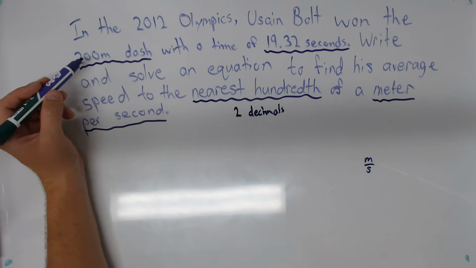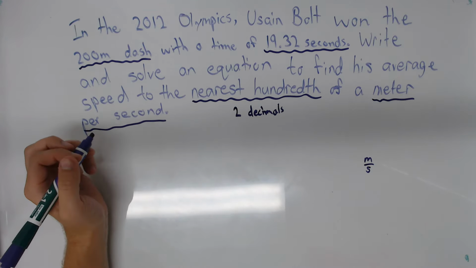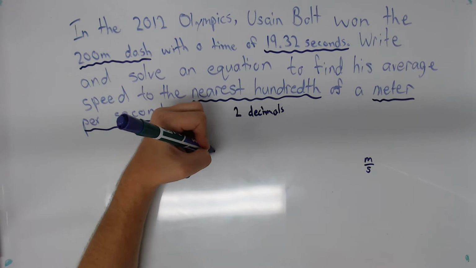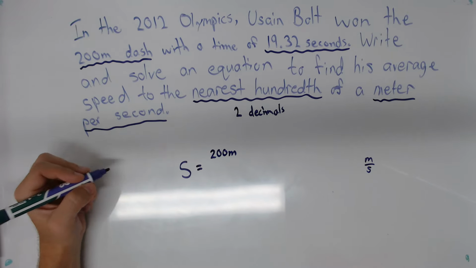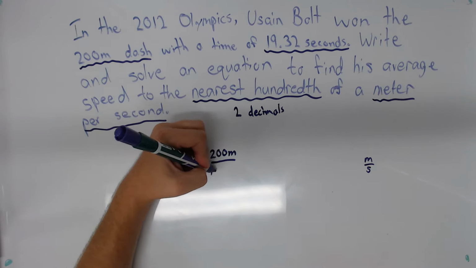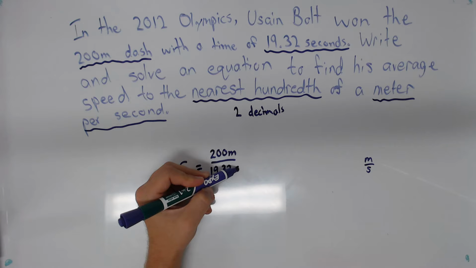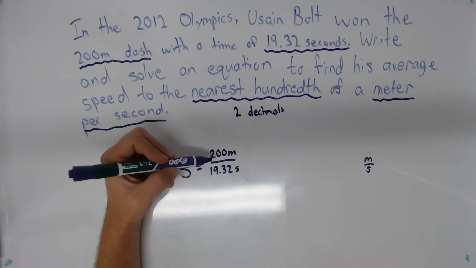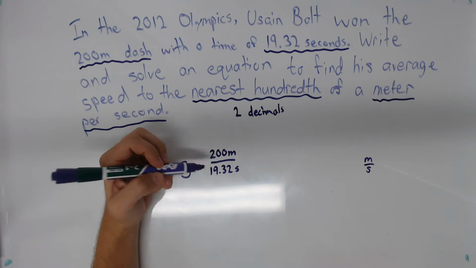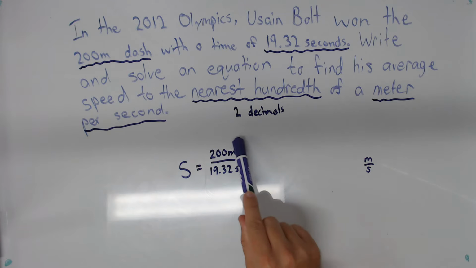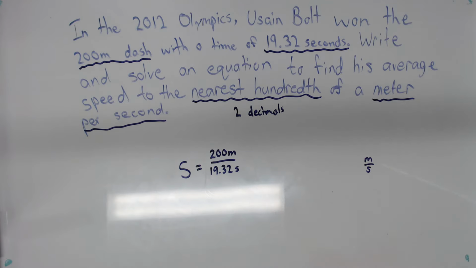That's just context. It doesn't matter if it happened in 2012 or 1912. This speed comes from the distance he ran and an amount of time. So speed equals, in this situation, how far he ran, distance, over the amount of time it took him, 19.32 seconds. This is going to make the units meters over seconds. To solve this equation, we're just going to divide. There isn't actually an algebra step to do. This problem is more about representing something with an equation, which means variable equals some sort of expression.